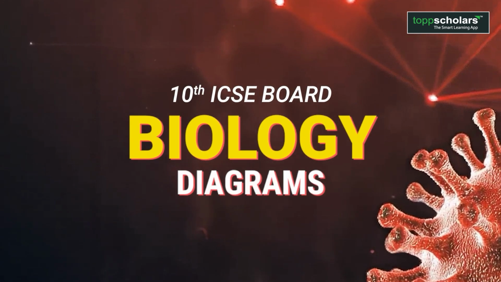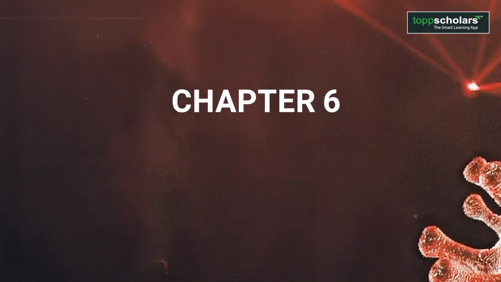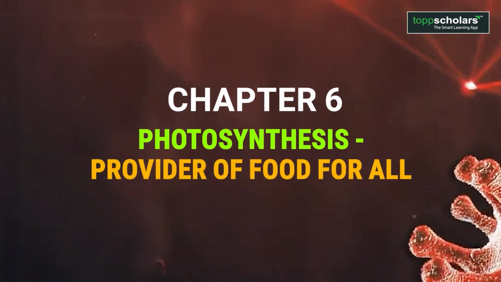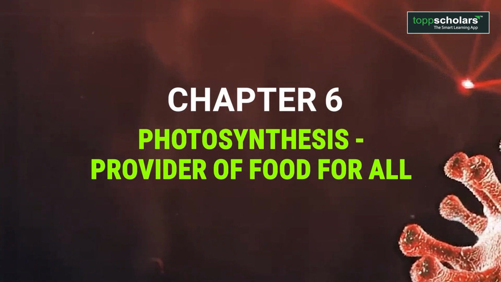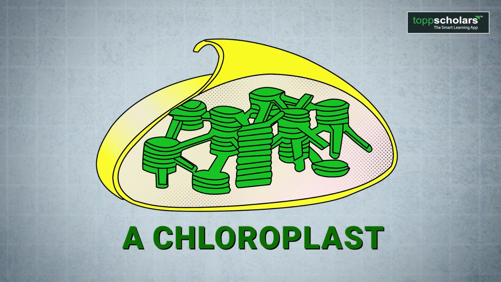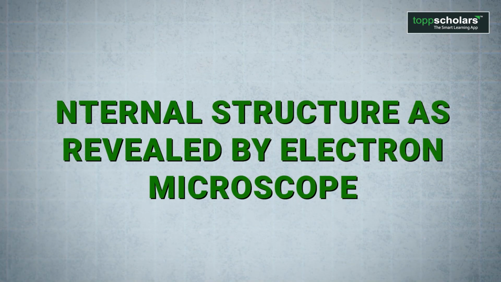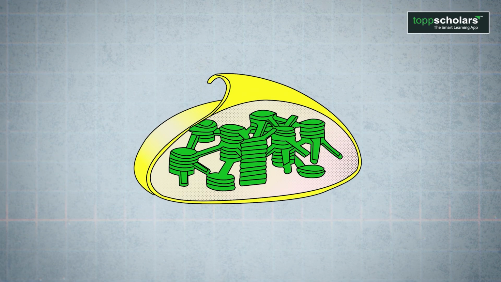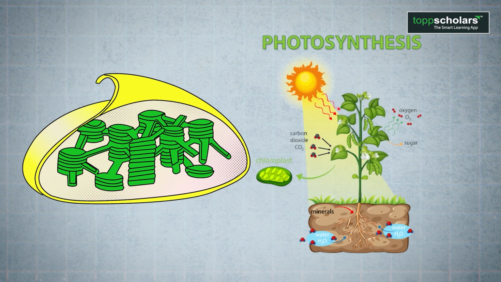Today we will learn about a very important diagram of chapter 6, Photosynthesis, provider of food for all, and yes, you guessed it right. The diagram is a chloroplast, internal structure as revealed by electron microscope. Chloroplasts are the organelles which help in photosynthesis.